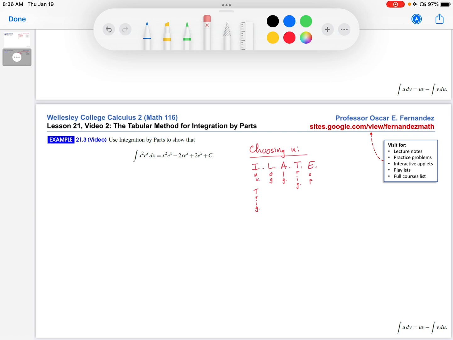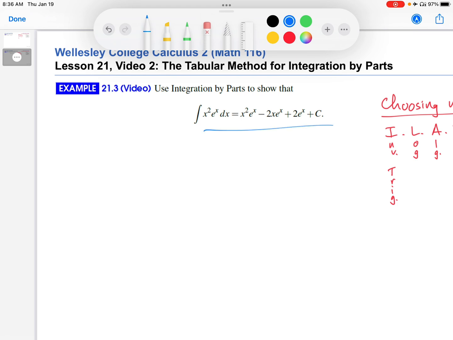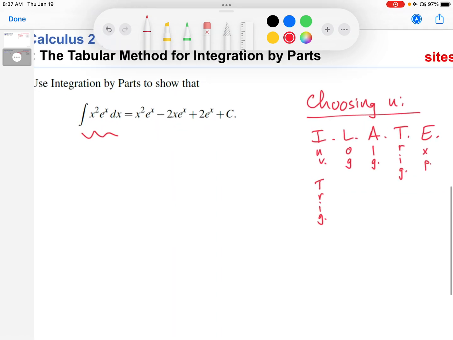So what is the tabular method? Let me explain it by way of this example. We have the integral of x squared e to the x on the left-hand side, and we are going to show that it equals all of this stuff. Let me start as if I were naively going to apply integration by parts, which would be a good thing, because this is not a standard integral. It's also not something U substitution will help with. So integration by parts is the next technique to try.